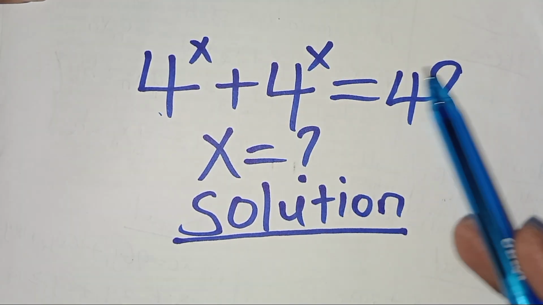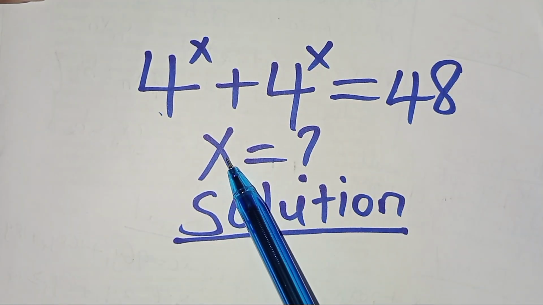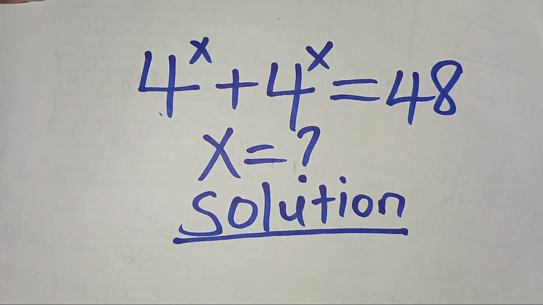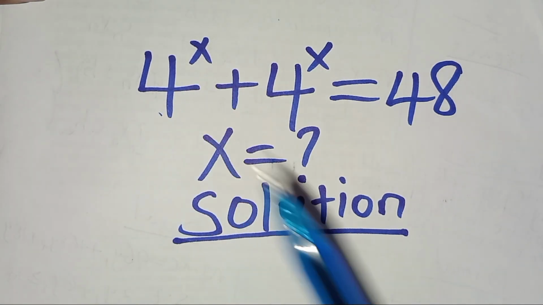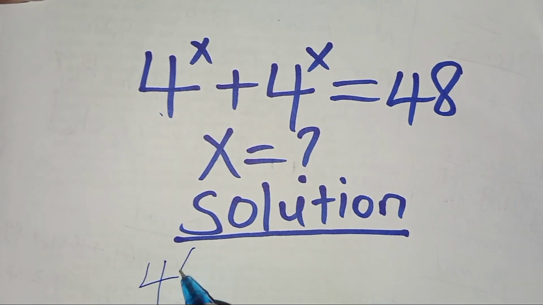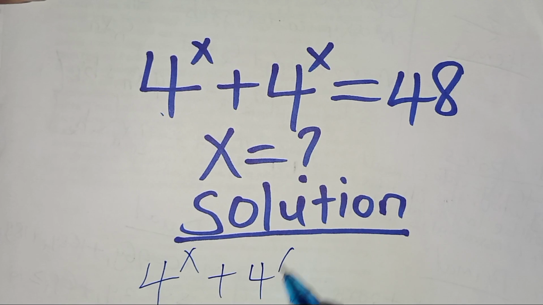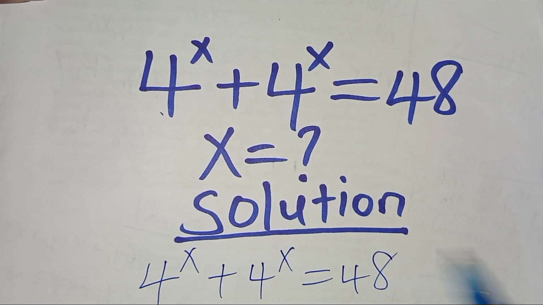Given this nice exponential equation, 4 to power x plus 4 to power x is equal to 48. So what is the value of x? Now, solution. We have 4 to power x plus 4 to power x is equal to 48.